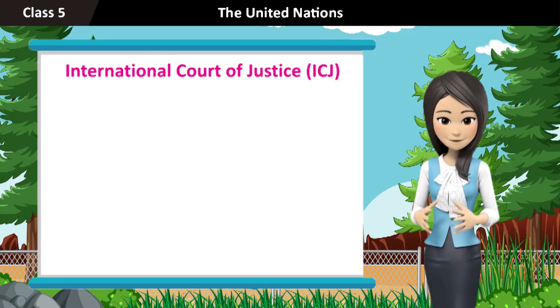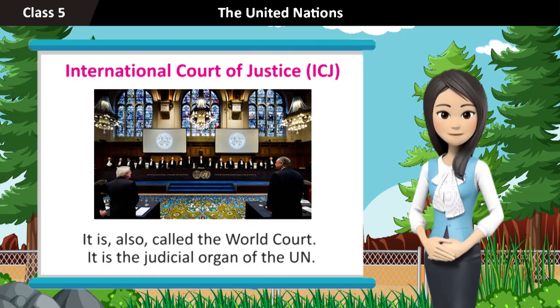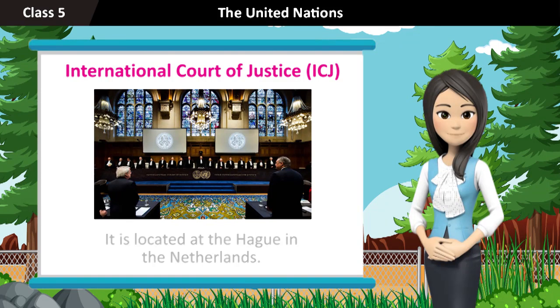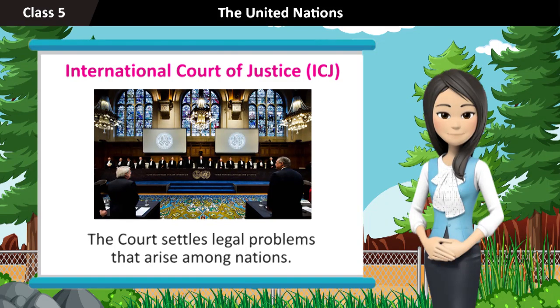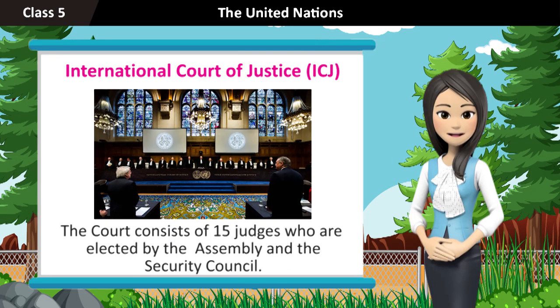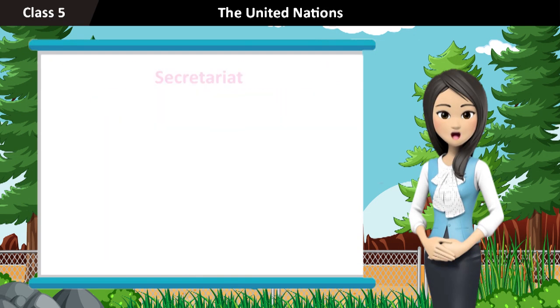International Court of Justice, ICJ. It is also called the World Court. It is the judicial organ of the UN. It is located at The Hague in the Netherlands. The court settles legal problems that arise among nations. The court consists of 15 judges who are elected by the Assembly and the Security Council.